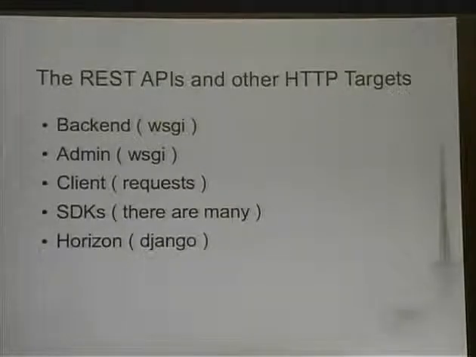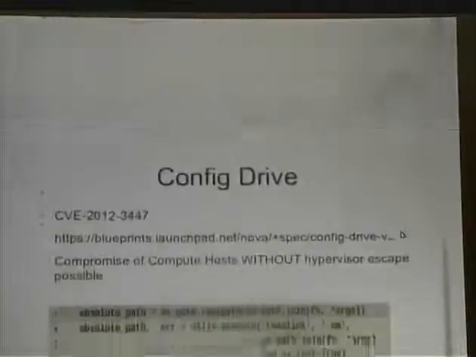The APIs are basically backend WSGI. The clients use the request modules. So these are modules in Python. There are many SDKs out there. Rackspace supports a whole bunch in a number of languages, so if you're attacking them, those are the methods.